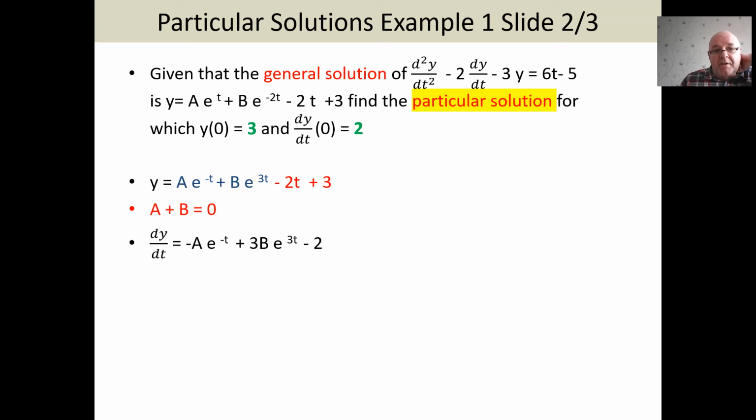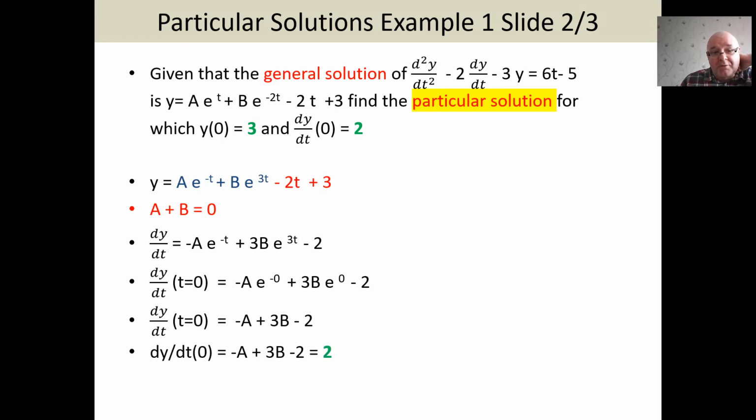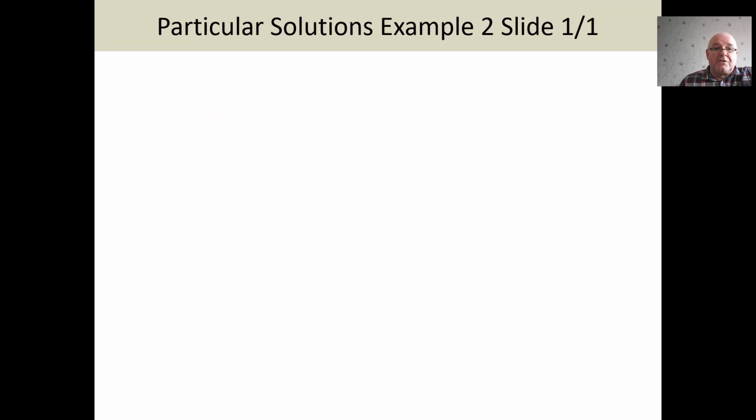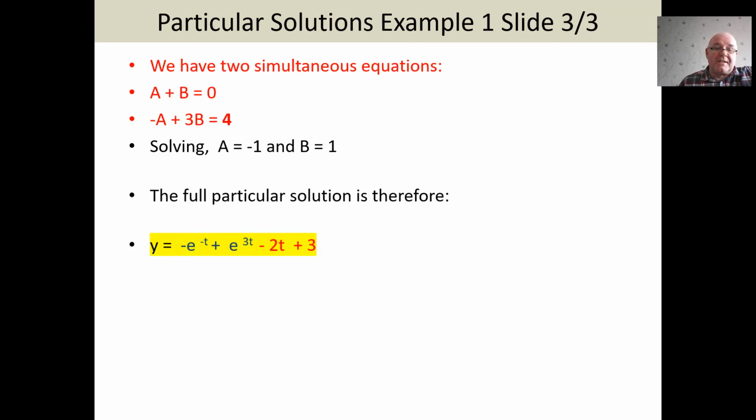And if you set t as 0, you get this, and therefore that. But that's equal to the big green 2. So therefore, taking the negative 2 to the other side, you get negative a plus 3b is 4. That's the second of our two equations. So what we've got is two equations there: a plus b is 0 and negative a plus 3b is 4. That's these two. So solving that, you would get that a is negative 1 and b is 1.